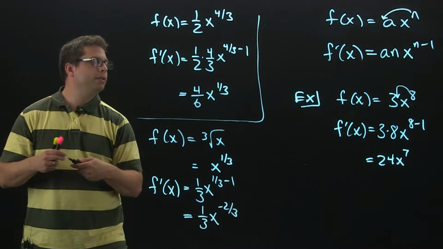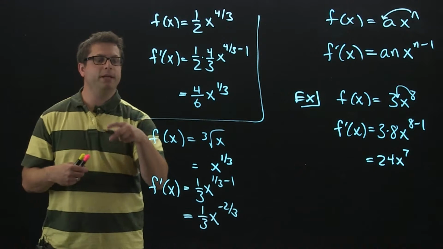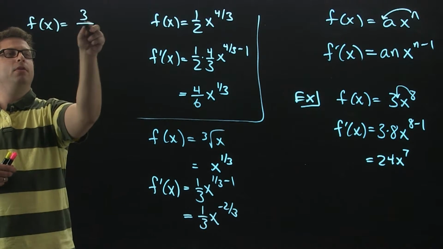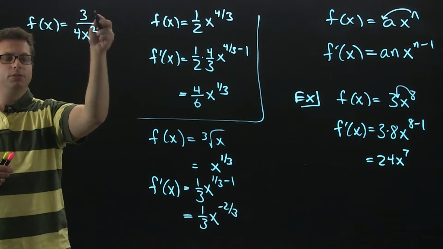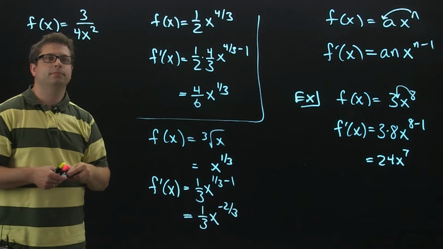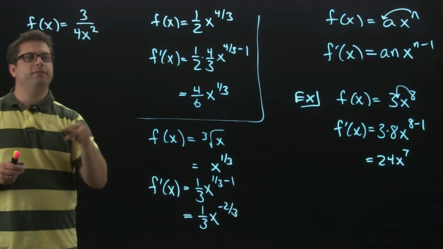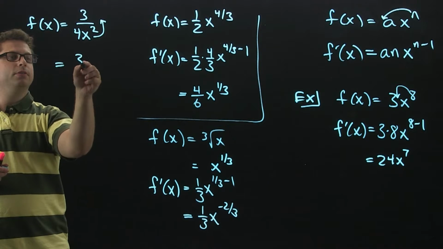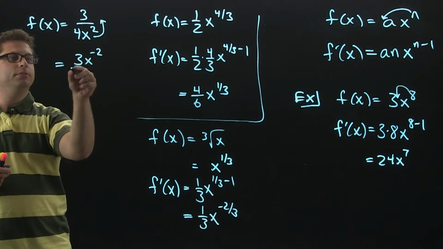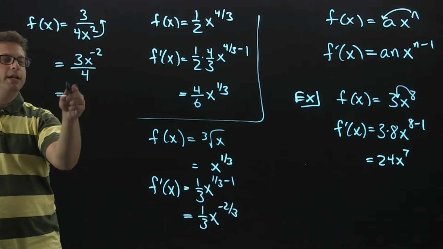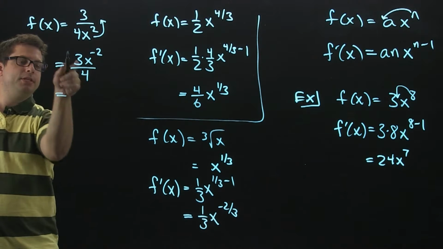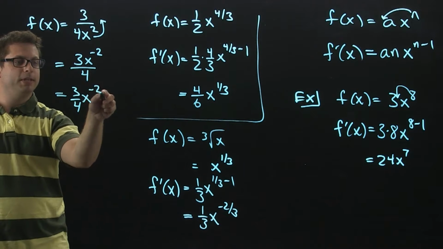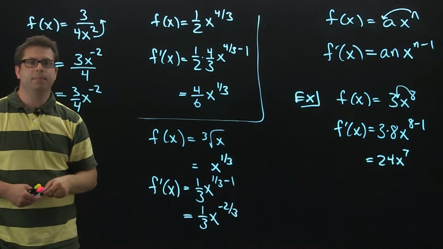Okay, what about functions where the x is in the denominator? Something like 3 over 4x squared. In order to get it into the right form, this x is going to have to come up top. And so it's going to be 3x to the negative 2 over 4, which I do recommend that if you have numbers in the denominator and even the numerator, that you pull them out and separate them from the x, so you get something that looks like that.